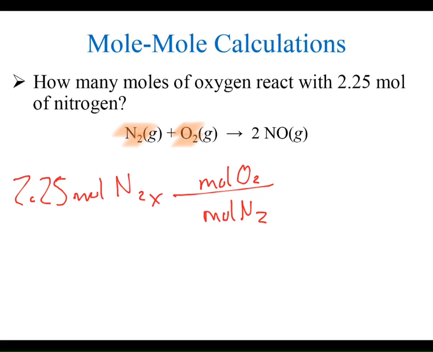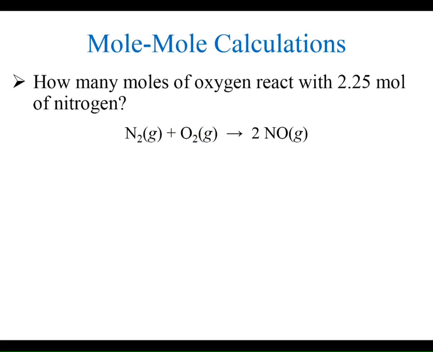It's 1 to 1, right? For every 1 nitrogen, I need 1 oxygen. So that means I would need how many moles of oxygen? Same thing, 2.25, right? So again, this mole to mole ratio just comes right out of the balanced chemical equation. So everybody sees where that 1 to 1 came from, right? It's just the coefficients on the equation. If it was nitrogen to NO, it would have been 1 to 2.